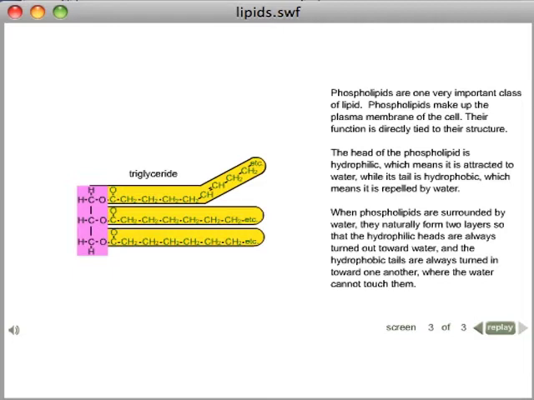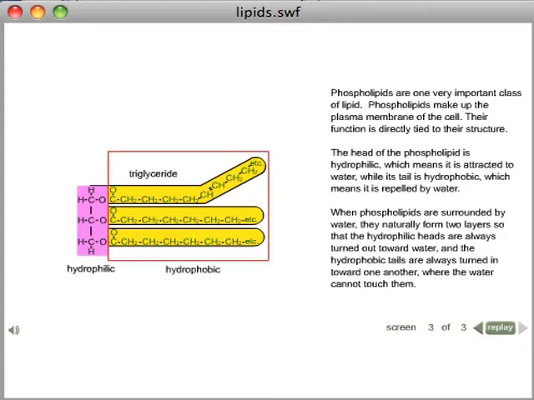Phospholipids are one very important class of lipid. Phospholipids make up the plasma membrane of the cell. Their function is directly tied to their structure. The head of the phospholipid is hydrophilic, which means it is attracted to water, while its tail is hydrophobic, which means it is repelled by water.